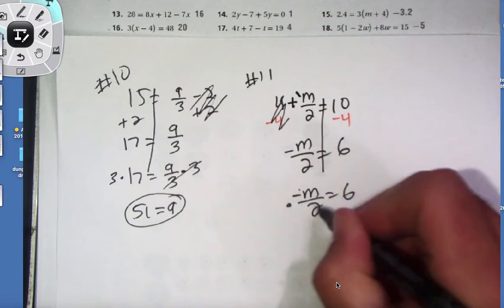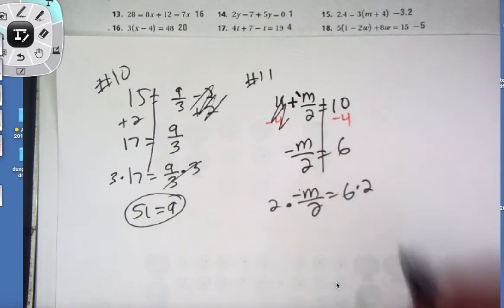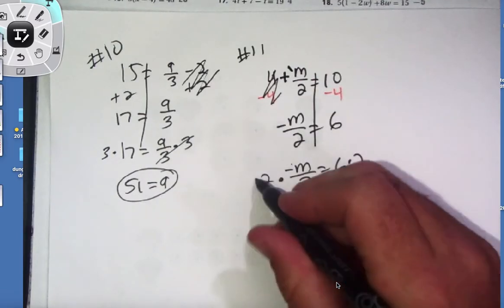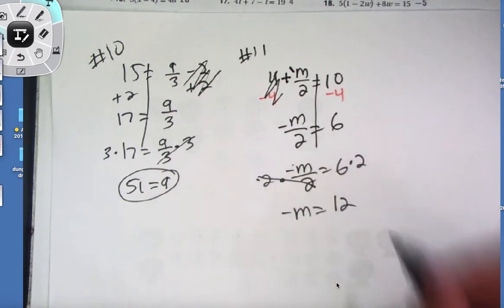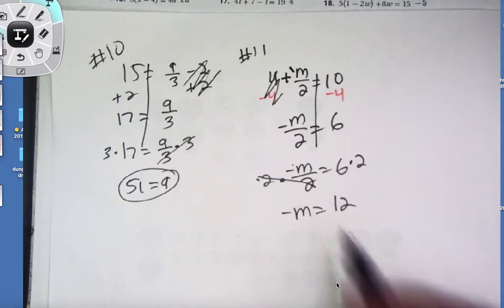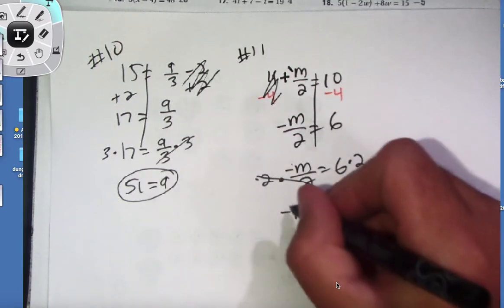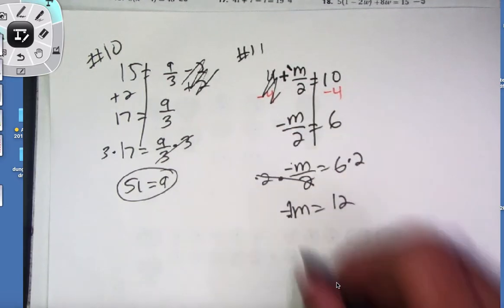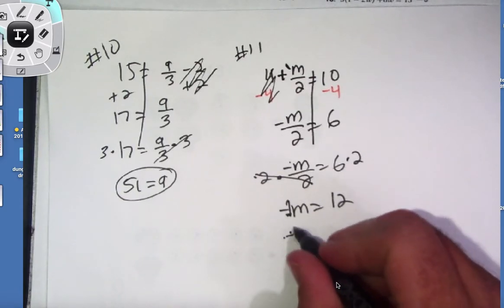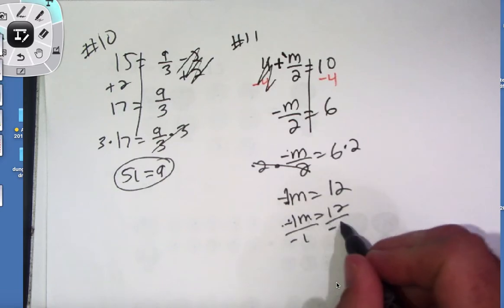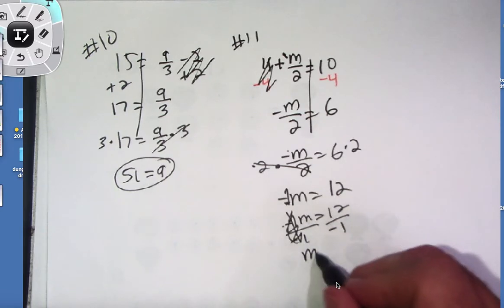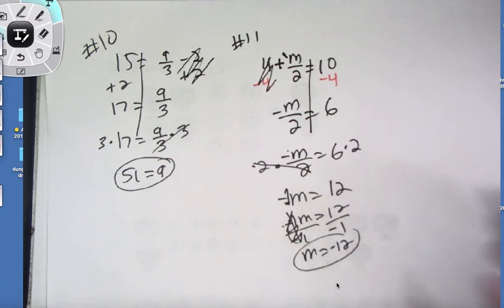So we got to undo that 2. So we'll multiply both sides by 2. So that will cancel. We get negative m equals 12. And here it gets a little tricky. There's another 1 in here, right? So to undo that, we're going to divide by negative 1. And m equals negative 12.